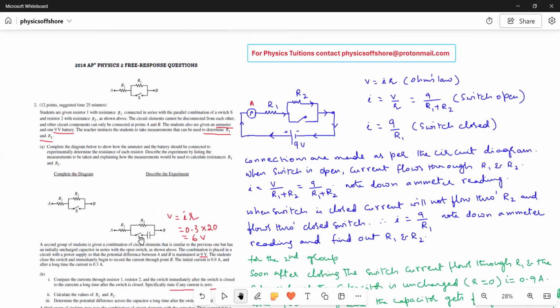So here he asked to specifically state if any current is zero. The current is zero soon after closing the circuit at R2, because the resistance is more, so the current will not flow through R2. And then after a long time, the current will be zero at the capacitor. These things are important in this answer.